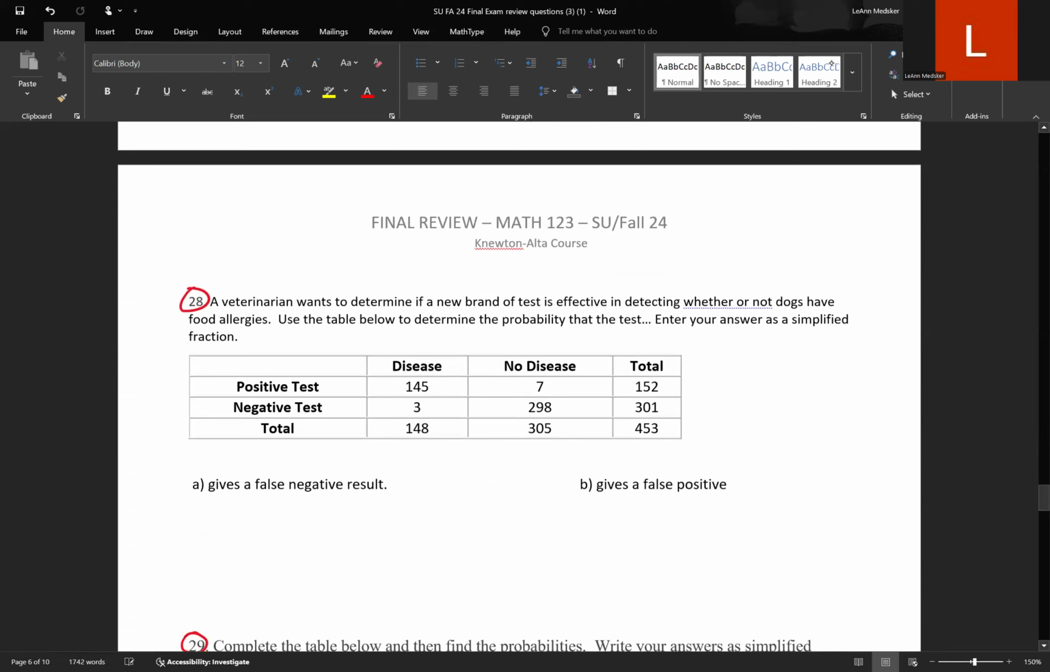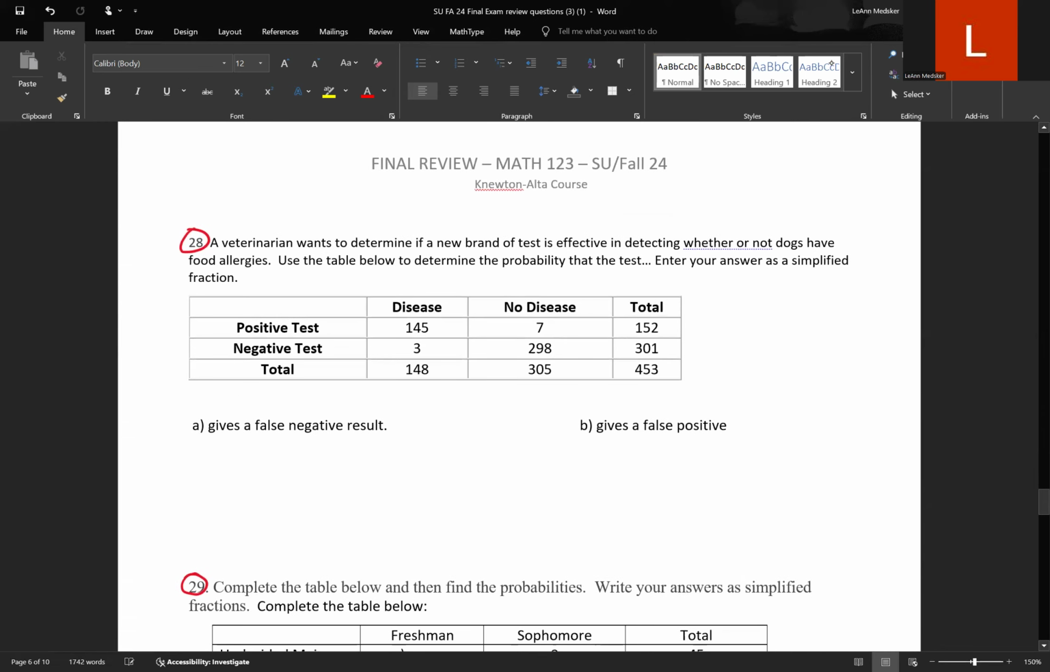Okay, then we were looking at 28. This is another chart where the probability is going to be asked based on how they word the question, whether it's an and, an or, or a given. We have to read that very carefully. They surveyed a total of 453 people. A veterinarian gave them some kind of test. I guess these are dogs, not people, to determine if the test is effective if they have food allergies. So they either have a disease or they don't in their body, and the test either came back saying they did have disease or didn't have disease. So positive, remember, means disease is present.